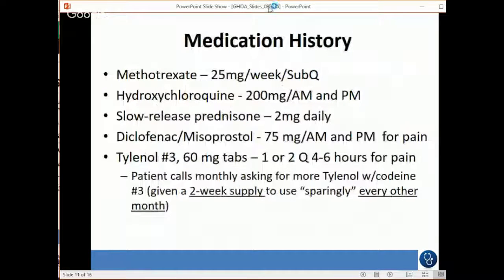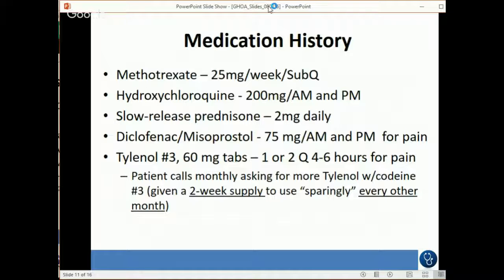Now, the medication that she's on includes methotrexate, and this is by sub-Q. Decided to go to this for her because she is a rather large woman, and it just seems to be better effective on those. Y'all may disagree or you may agree, but 25 sub-Q. She's on Plaquenil, 200 milligrams in the morning and evening, a slow-release prednisone for her just joints that are inflamed.